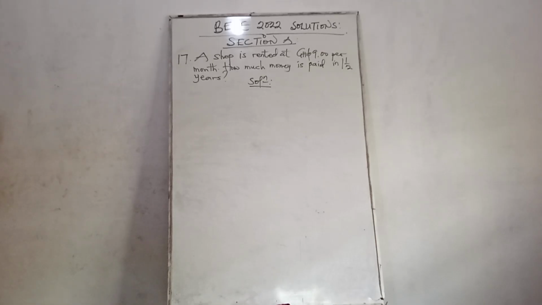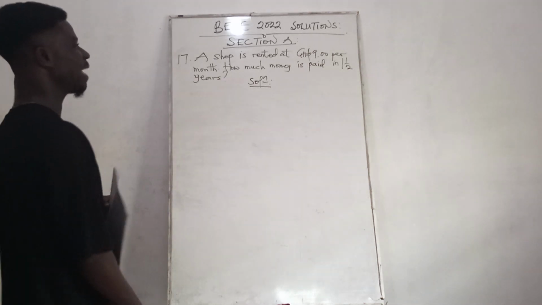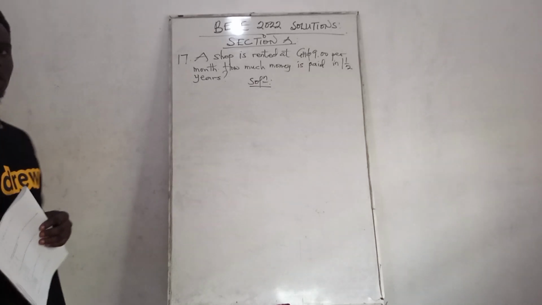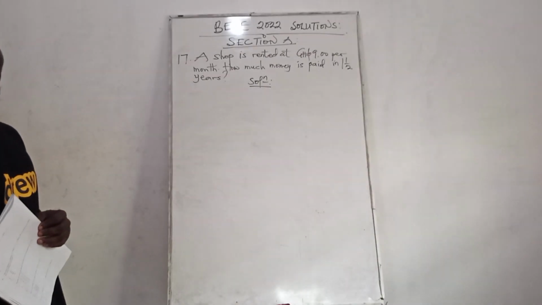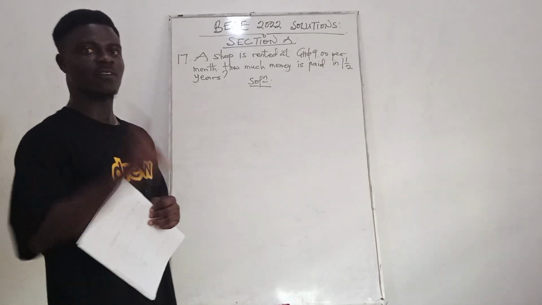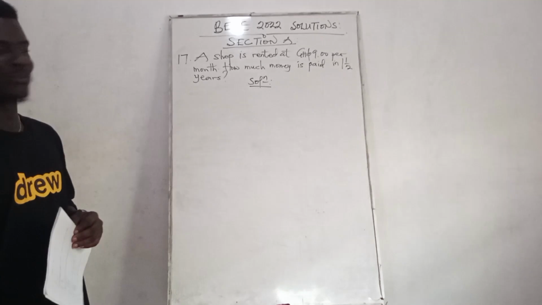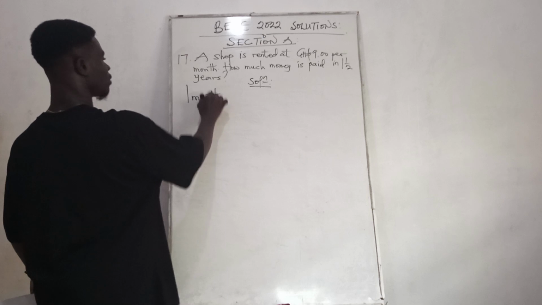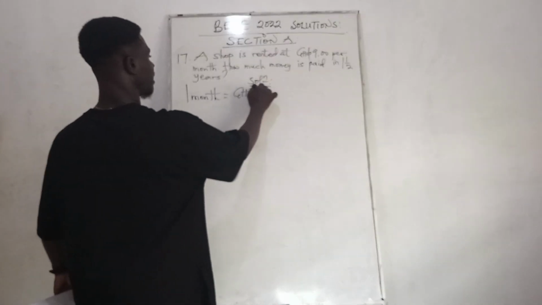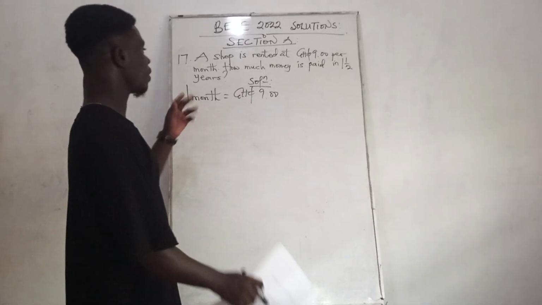Alright, so let's see. A shop is rented at 9 Ghana cedis per month. How much money is paid in 1.5 years? Very, very simple question. A shop is rented at 9 Ghana cedis per month. That means every 1 month, you pay 9 Ghana cedis. It's very, very cheap, right? So 1 month, we are supposed to pay 9 Ghana cedis, right? Then how much money is paid in 1.5 years?